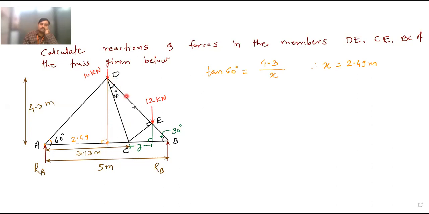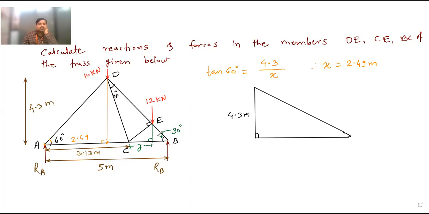I will draw this total triangle first, this full triangle. Suppose now I will draw it in a separate diagram. See, this is the total triangle. This is the perpendicular. This is 90 degree and this height is 4.3 meters.